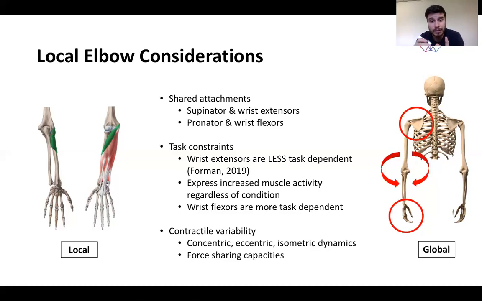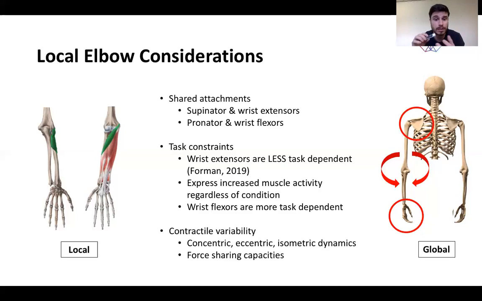The second thing to consider here as well is the general behavior of the wrist extensors versus the wrist flexors. And what the research shows us is that the wrist flexors are much more task dependent. And so what that means is that they'll typically express increased muscle activity with certain tasks, right? Whereas the wrist extensors are less task dependent, which means that they tend to express increased muscle activity regardless of the task or regardless of the condition, right? So that's going to lead to those tissues potentially expressing a little bit more fatigability, which the research also shows us happens quite a bit throughout the wrist extensors as well. And again, this can be a very important feature to consider within the context of lateral elbow pain.